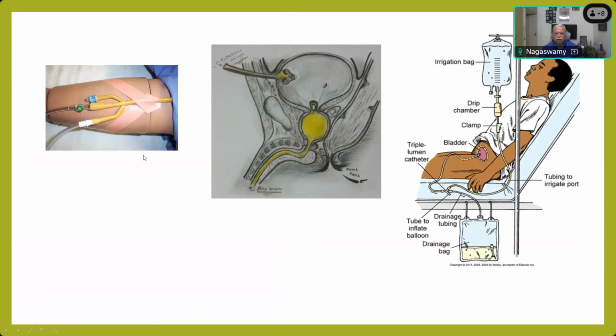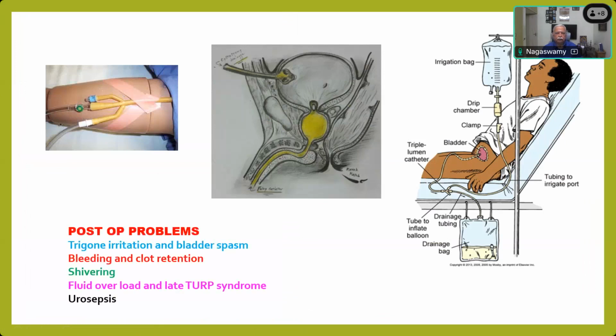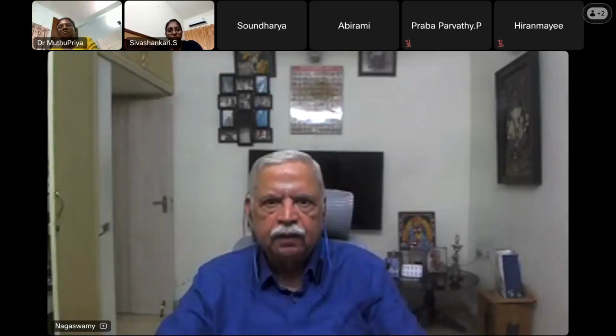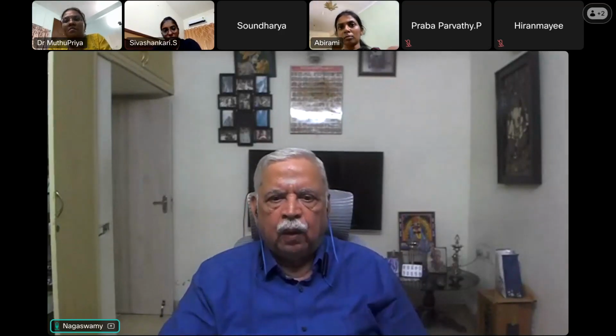And this irrigation fluid also has to be calculated for post-operative monitoring. And this inflated bulb causes trigone irritation and bladder spasm. Yes, and that may also produce restlessness in the patient. And bleeding and clot retention, shivering, fluid overload, and urosepsis. These are all the post-op problems. So that will be the end of this. Okay.